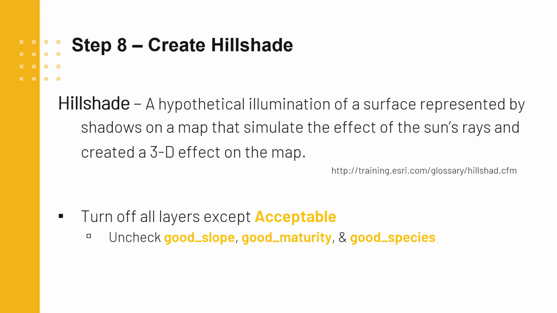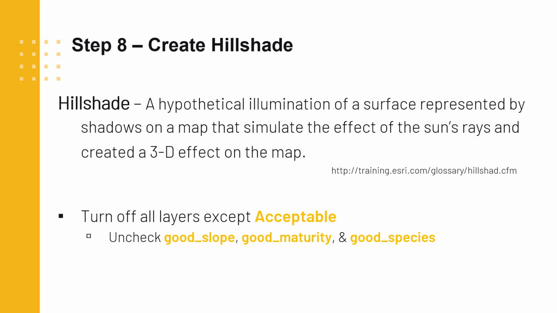So what's our next step? If you remember our scenario, we wanted to show our acceptable picnic park locations over top of a hillshade. But what is a hillshade? Well, it's a hypothetical illumination of a surface represented by shadows on a map that simulate the effect of the sun's rays to create a 3D effect.